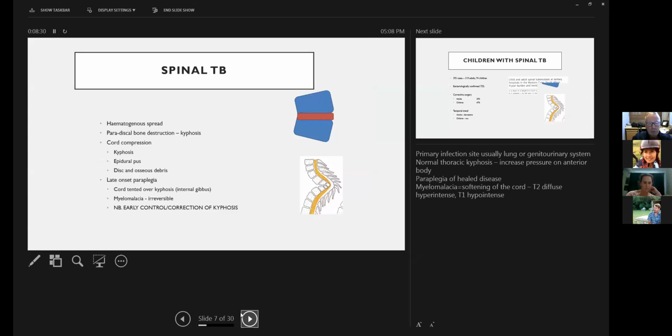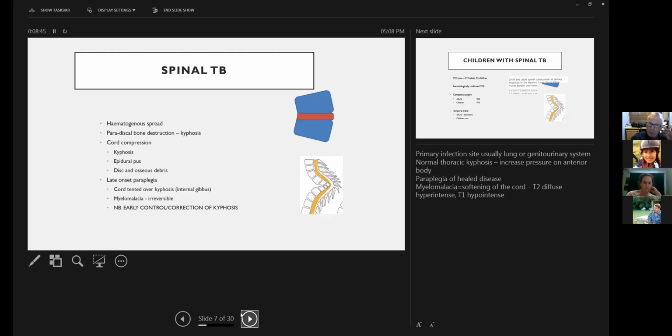Coming on then to spinal tuberculosis, we know that it's hematogenous spread, either arterial or venous, most often coming from the lung and genitourinary tract. There is a spectrum of involvement, but by far the most common is paradiscal bone destruction resulting in kyphosis.